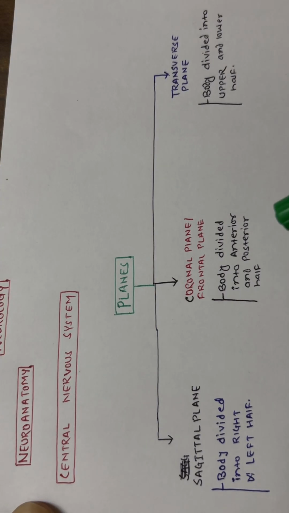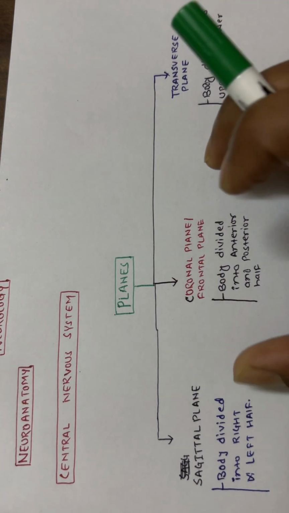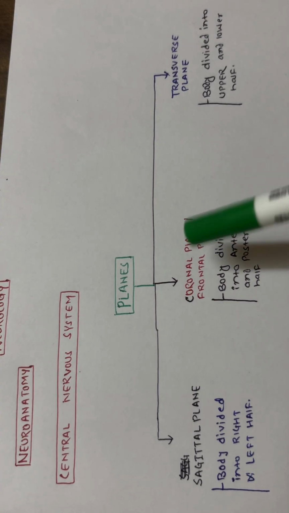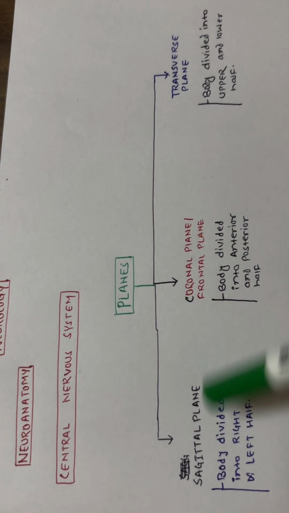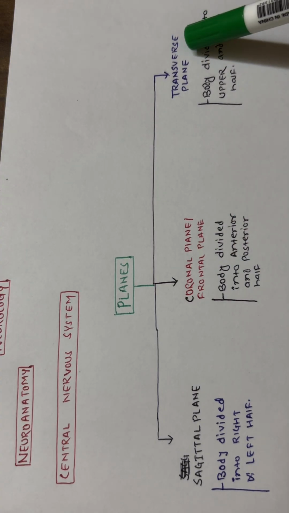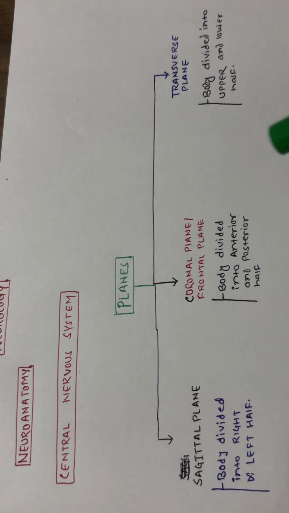Now after knowing the classification, it's very important to know the planes. If you don't know the planes, then it's very difficult to understand neuroanatomy. Basically we have 3 planes. One is the sagittal plane, one is the coronal plane, or we can also say the frontal plane, and the third one is the transverse plane. We'll see each plane in the figures.